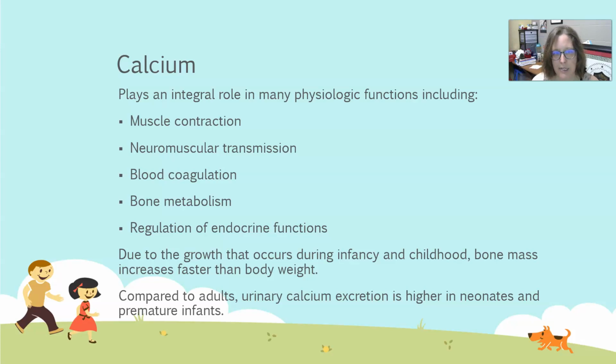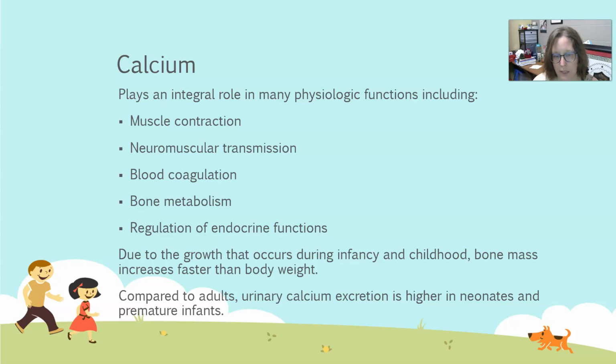So calcium plays an integral role in many physiological functions, including muscle contractions, neuromuscular nerve transmission, blood coagulation, bone metabolism, so you need calcium to grow strong bones, and regulation of endocrine functions. So calcium is used beyond just the bones. It has so many different roles all over the body.